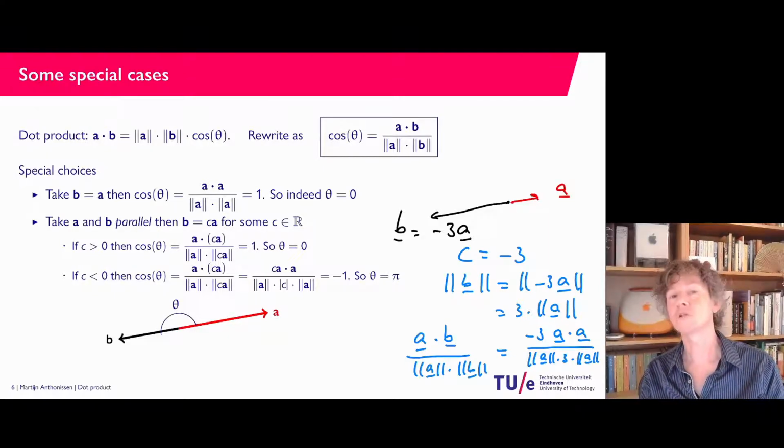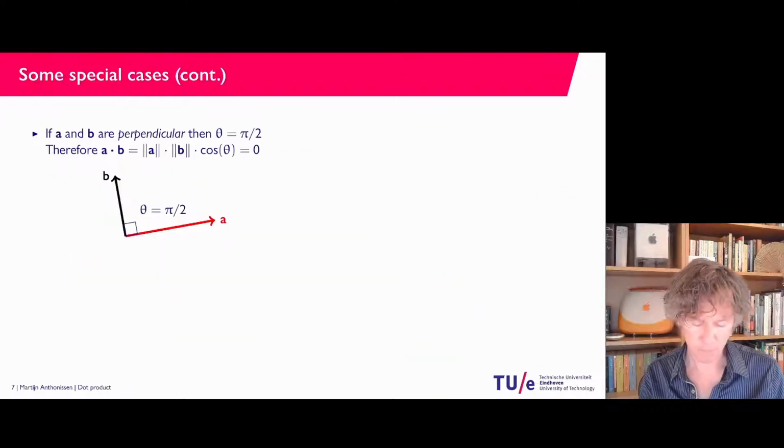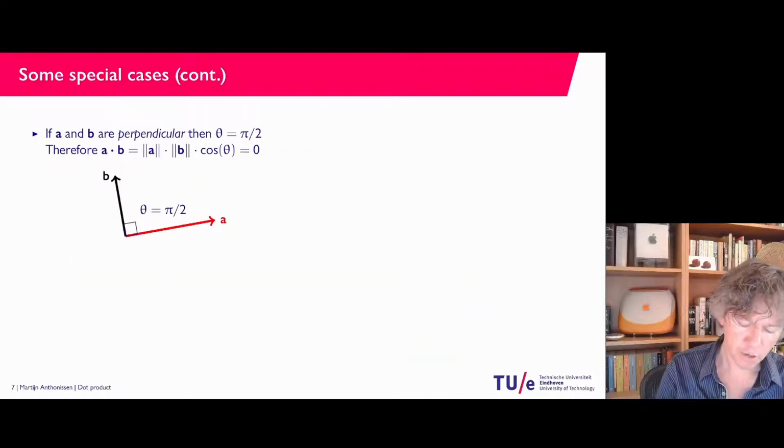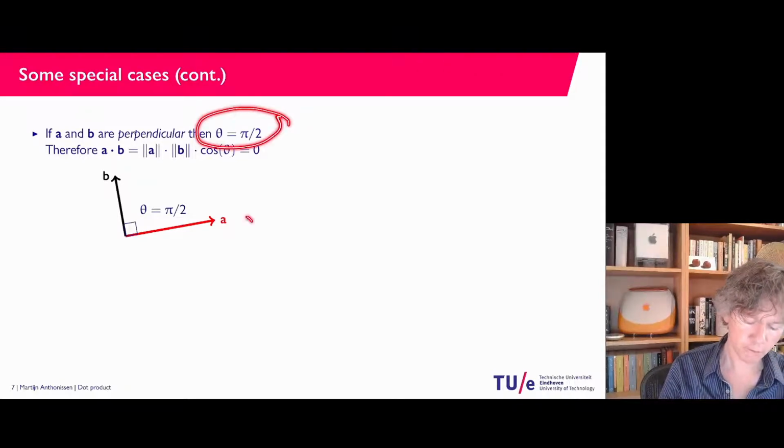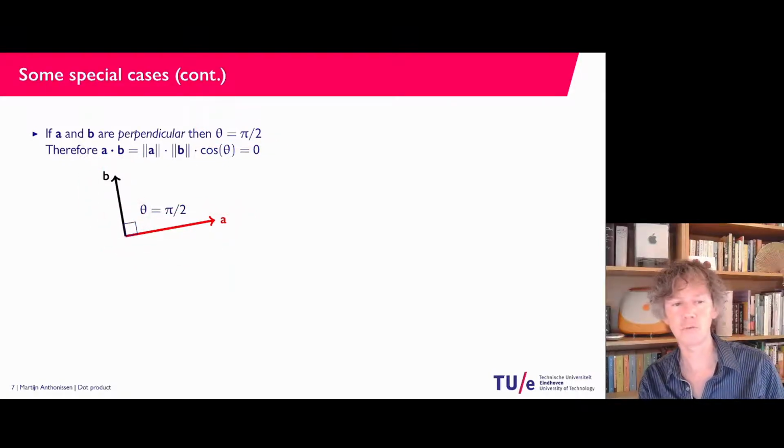There is one more interesting case, which is if A and B are perpendicular. So they make a 90-degree angle. So if A and B are perpendicular vectors, then the angle between them is pi over 2. So we have some vector A, and perpendicular to that we have B. And here is a 90-degree angle, or pi over 2 in radians.